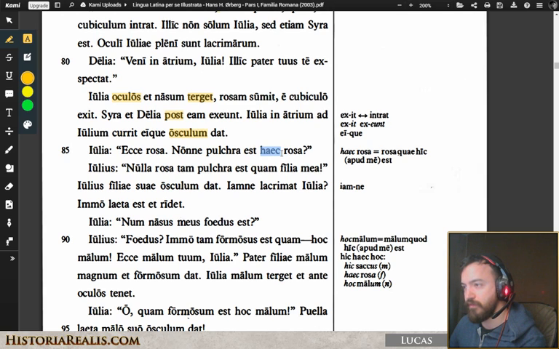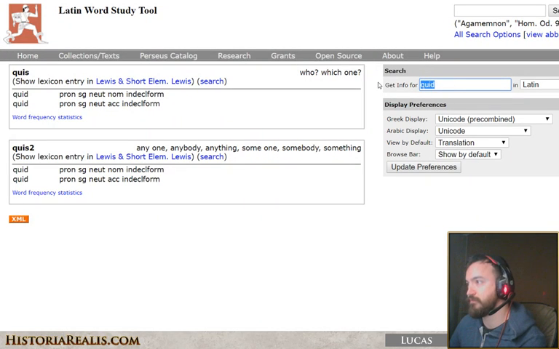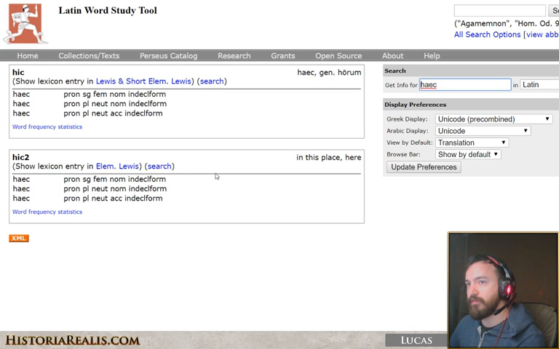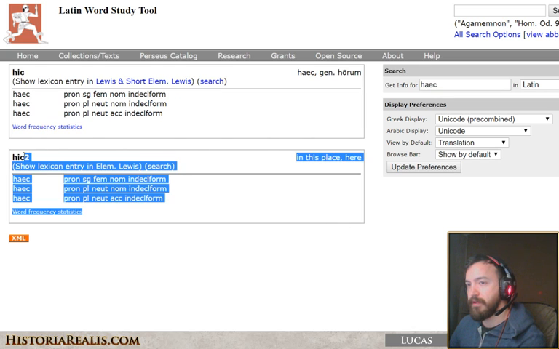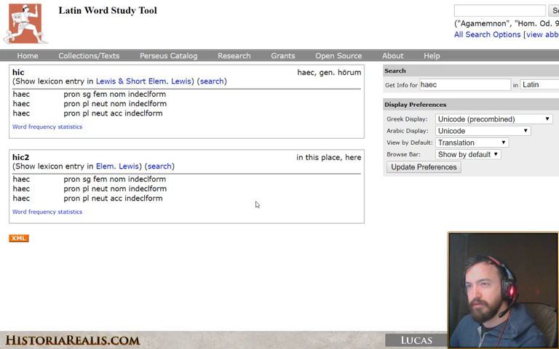I haven't seen this word before, so let's learn a new word. Yay! Or maybe it's just a different. Yeah, it's a different. Declination, maybe? Because I do remember hic.